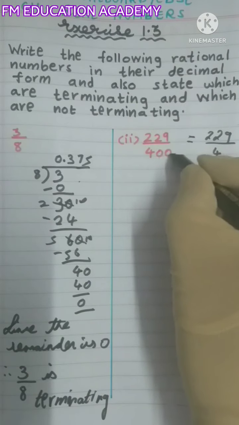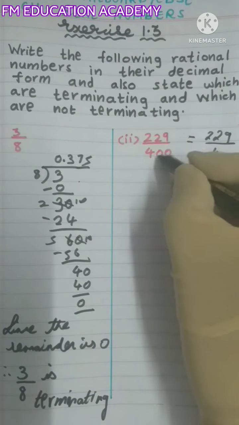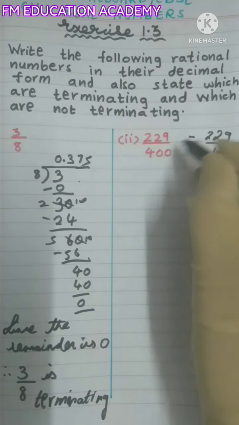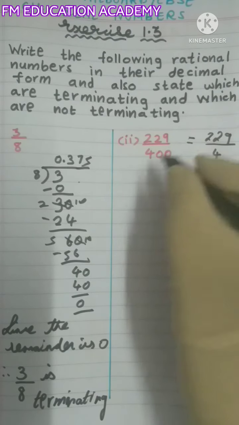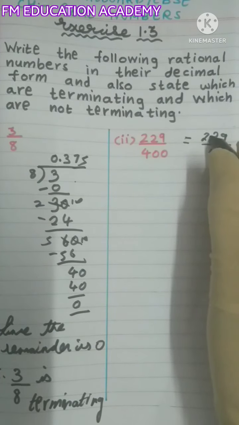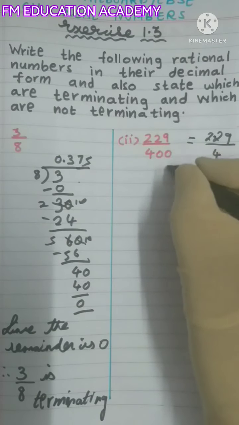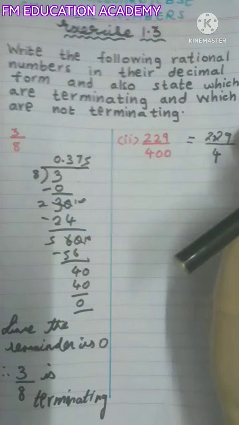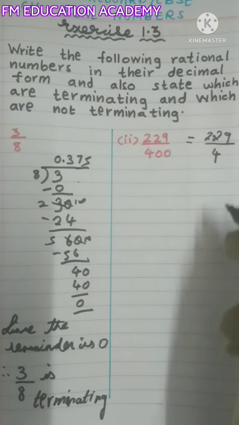Since it has 2 zeros in the denominator, whenever division is there, you have to shift the decimal point by as many places as there are zeros. Here you have division and 2 zeros, so shift it by 2 places to the left. So 1, 2. Where will the decimal point come now? Here, 2.29 by 4. Remember, whenever you want to remove the zeros from the denominator, shift the decimal point to the left. Here 2 zeros are there, so 1, 2. So it became 2.29 by 4.